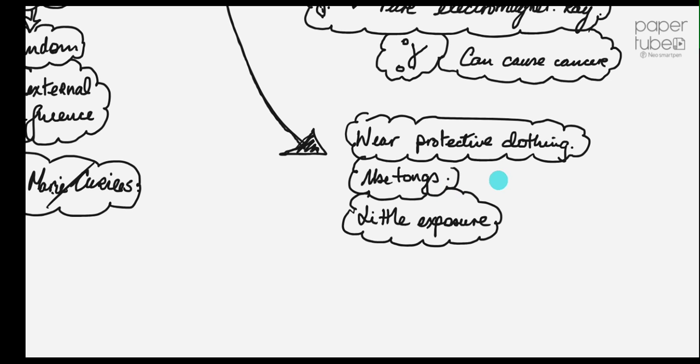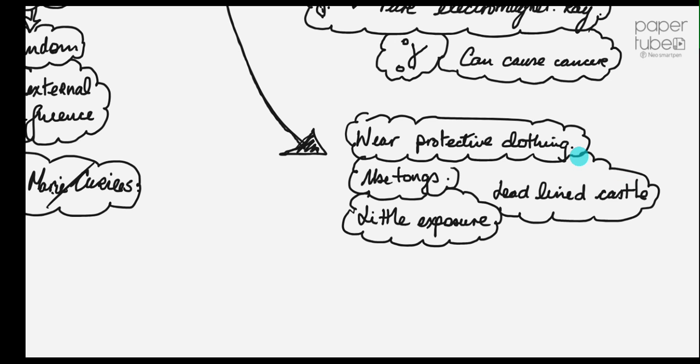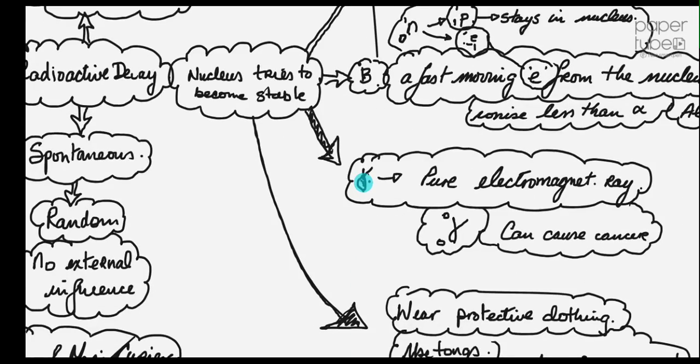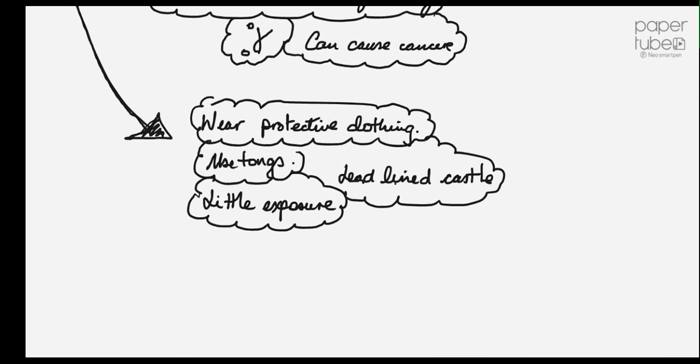And then the last one is a lead-lined castle. It's not that you're a princess or something living in a castle. A lead-lined castle means that lead absorbs all of these. Alpha, beta, and gamma are all absorbed by a lead castle. So therefore, if you put the radioactive source in a lead castle, you do not let the alpha, beta, and gamma radiations out. So that's why you put it in a lead castle.